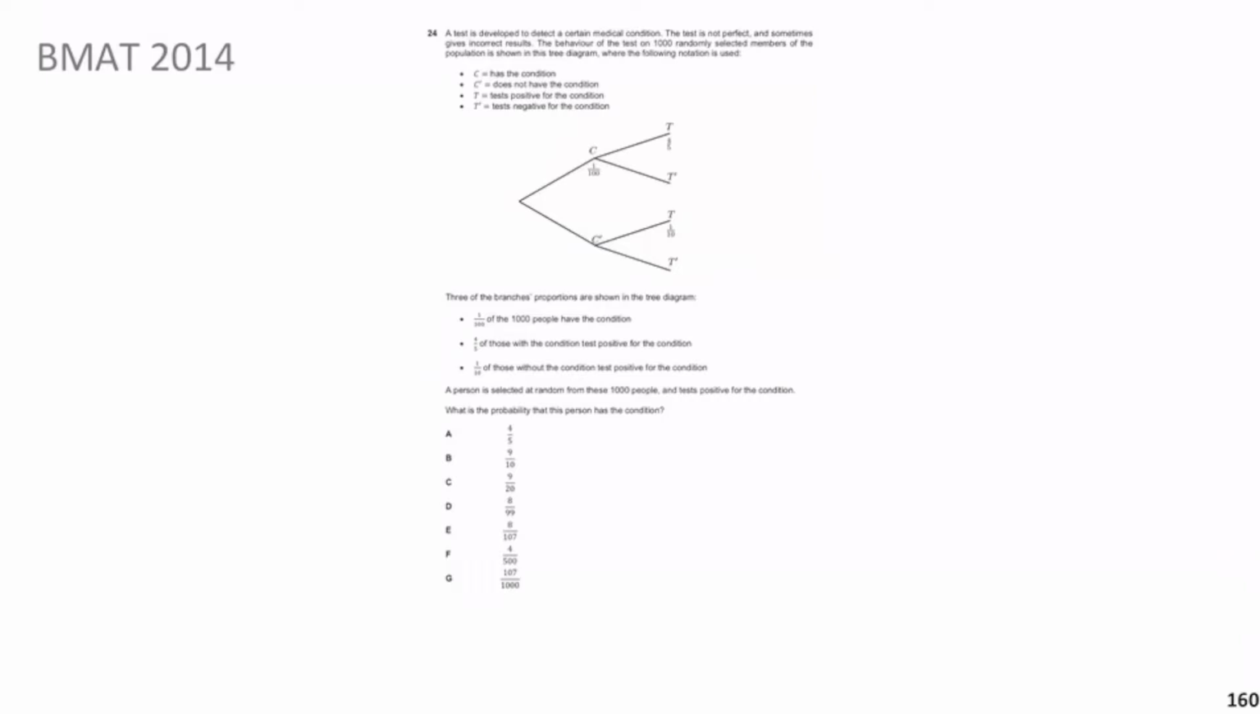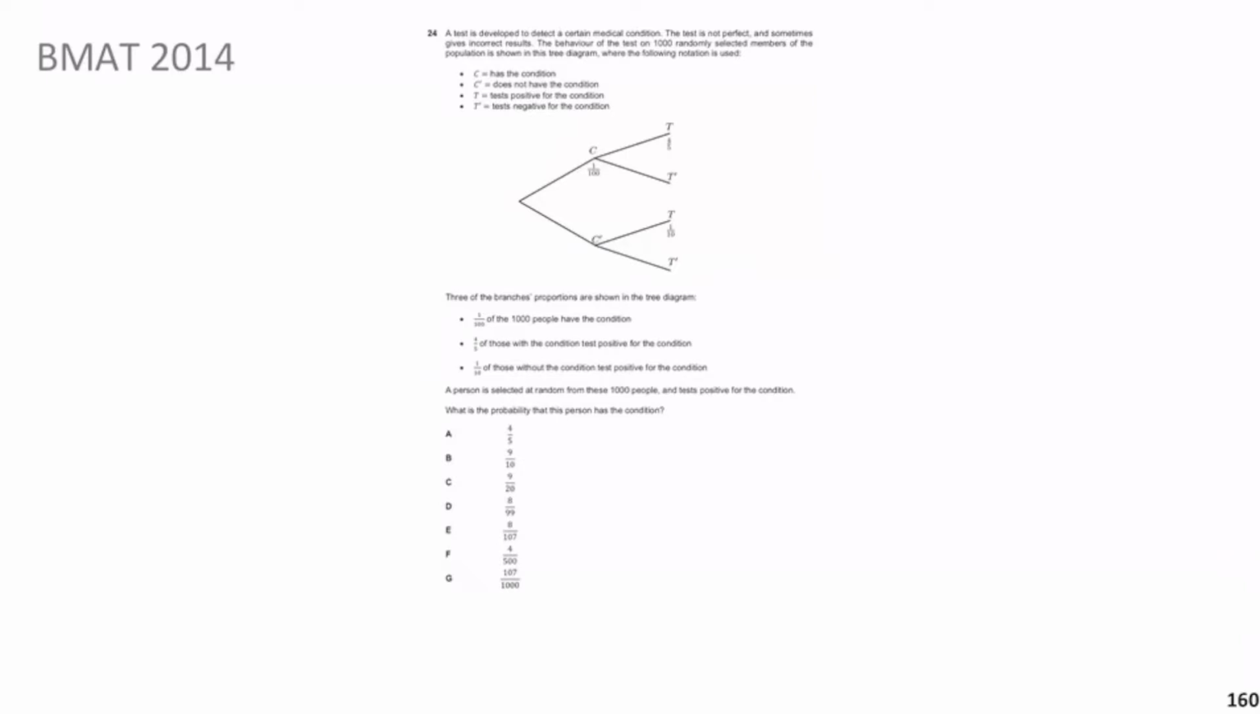It says, a test is developed to detect a certain medical condition. The test is not perfect and sometimes gives incorrect results. The test on 1,000 randomly selected members of the population is shown in the tree diagram where the following notation is used. So C has the condition, and generally C prime, or the prime in general means not C, basically in this case does not have the condition. T tests positive and T dash doesn't test positive or basically tests negative for the condition.